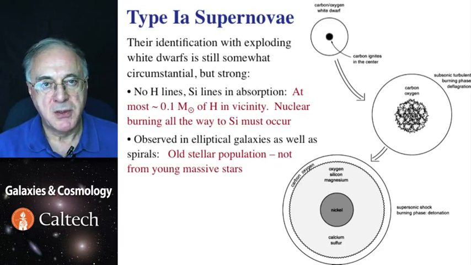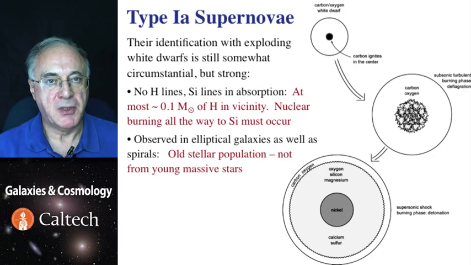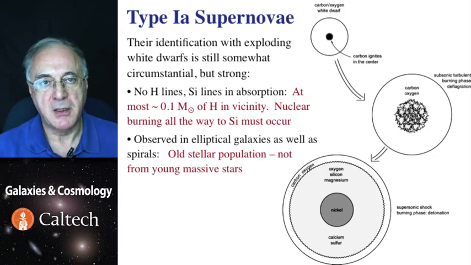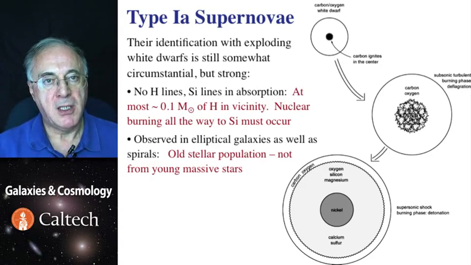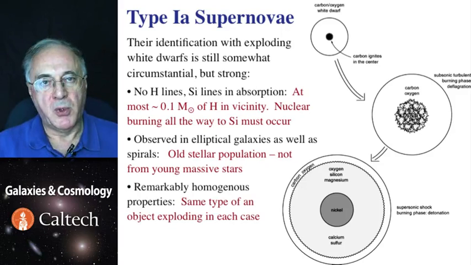Young massive stars that are responsible for type 2 explosions are only found in star-forming regions, that is, like disks of spiral galaxies, but not in old stellar populations like bulges or ellipticals. Type 1a supernovae are seen in all environments, so they have to come from some kind of old progenitor, and white dwarfs fit that bill. Furthermore, they do have a remarkably similar set of properties, unlike type 2s, which suggests that there is a single progenitor mechanism.